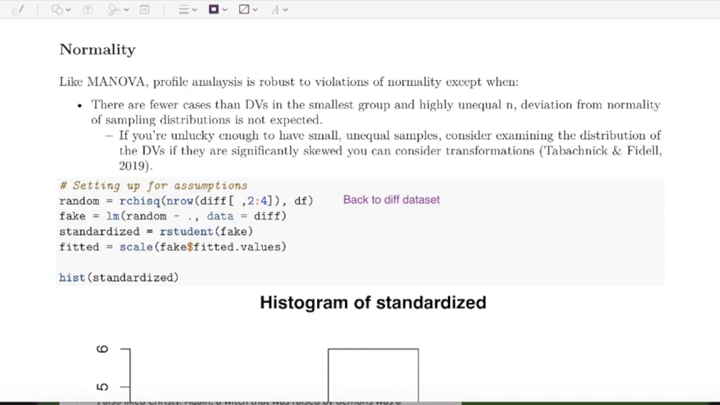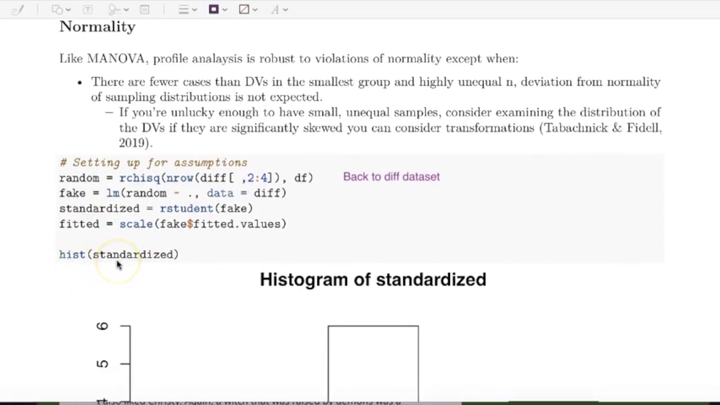So I'm going to check my normality assumption now. I'm going to set up for the assumption. I always do this fake regression. I'm using the diff dataset and just columns 2 to 4 that have the differences in there. I run my fake regression, put everything into fake, then I get the standardized residuals, and I get the fitted residuals.